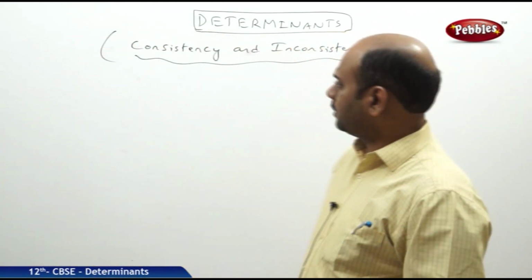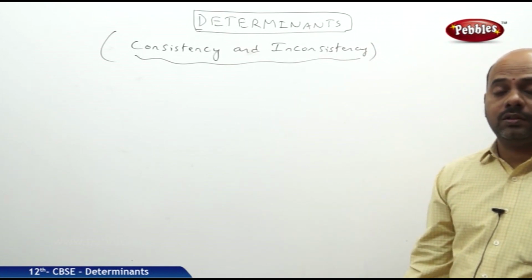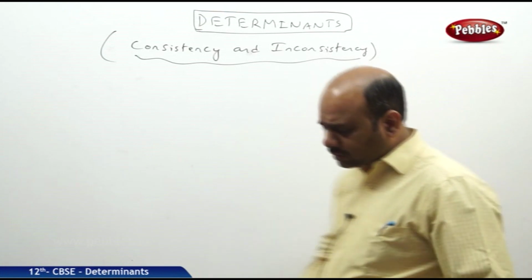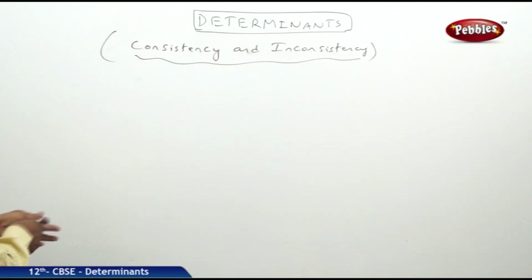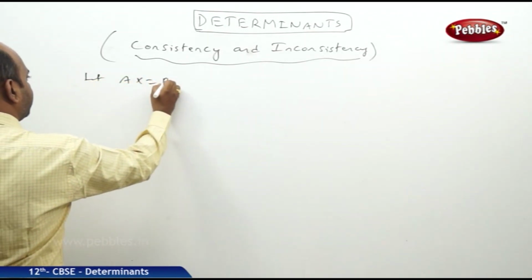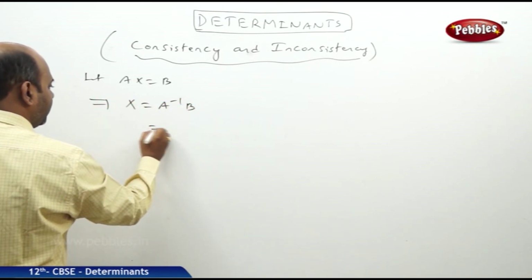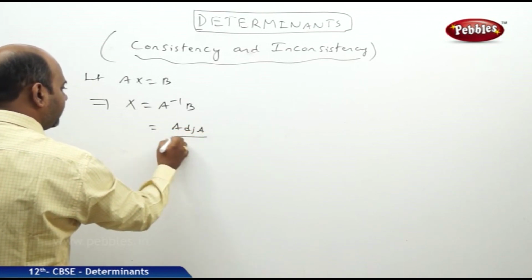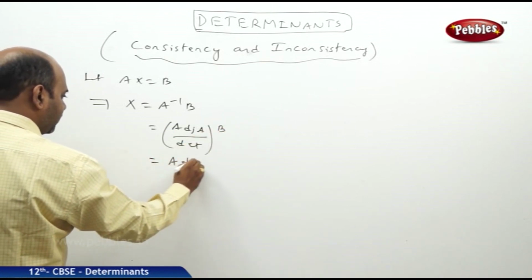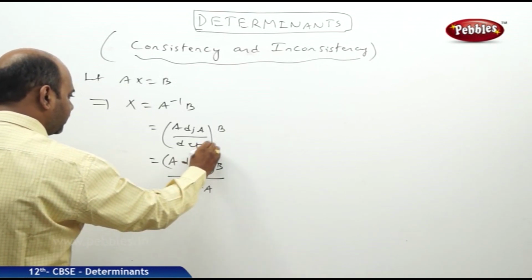Now once again we shall be seeing about consistency and inconsistency with respect to the system of equations by using the inversion method. That means by using the matrix inversion method. I will be explaining at the beginning. Let Ax is equal to b be the given system of equations. So x I can write as A inverse into b. A inverse means adjoint A by det A into b. So this can be rewritten as adjoint A into b by det A.